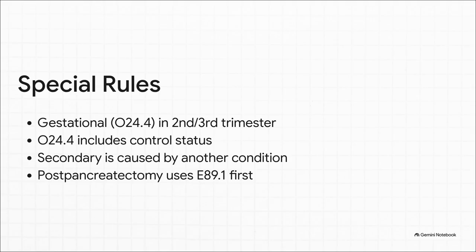As for secondary diabetes, that's categories E08 and E09. This is diabetes caused by another condition entirely, like a crazy adverse drug effect or the physical removal of the pancreas. In the case of a post-pancreatectomy, you sequence E89.1 for the post-procedural lack of insulin first, followed immediately by your E13 secondary diabetes code.